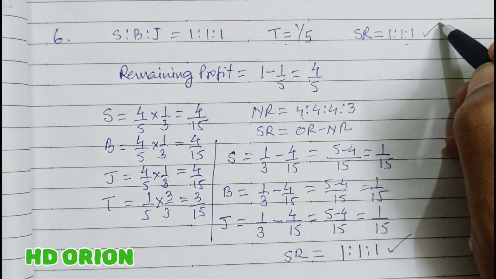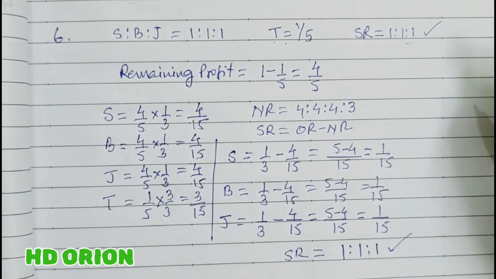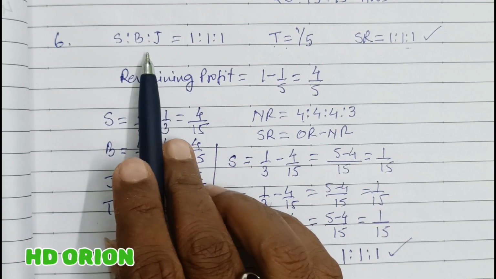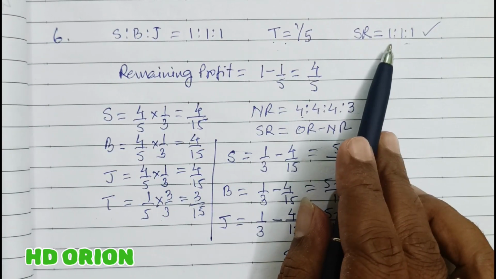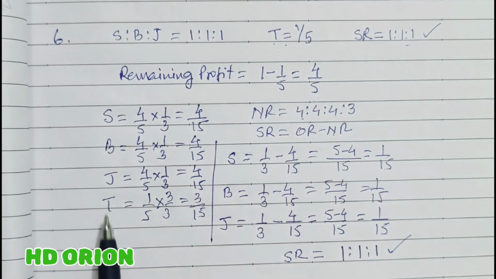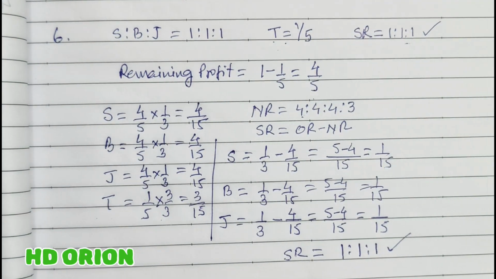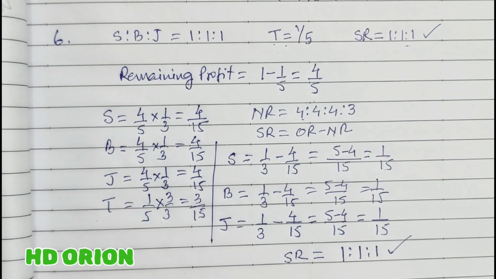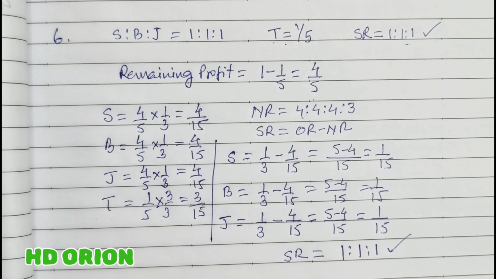So here this and here this. Without making any calculations also, looking at this information, you can easily say that the sacrificing ratio is 1:1:1, and you can save this much time in making calculations. But if it is asked to show calculations, then it is a scoring thing. Then you have to write and get the marks.